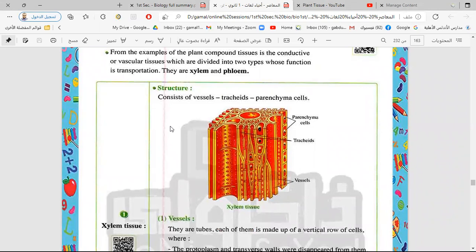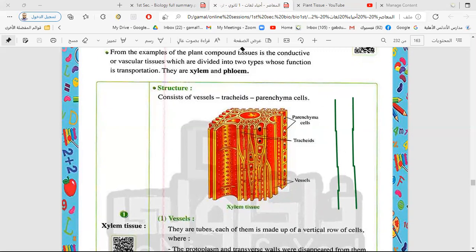The xylem extends from the root to the stem, then to the leaves. It is like long tubes. Cells like this have a wall between them, arranged vertically over each other. Then imagine that this wall disappeared. The wall of these cells disappears, this wall disappeared, and this wall disappeared.